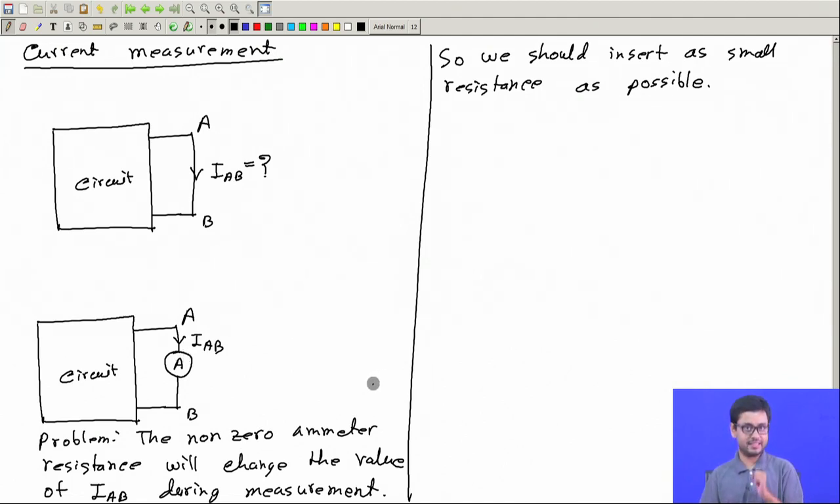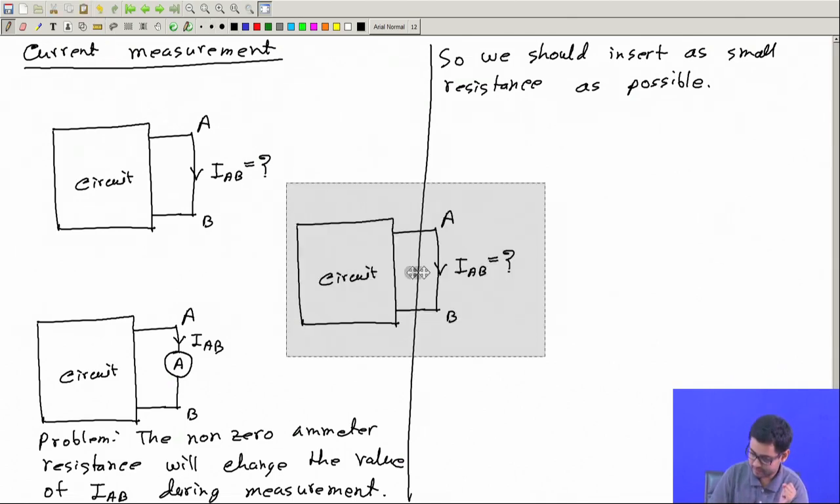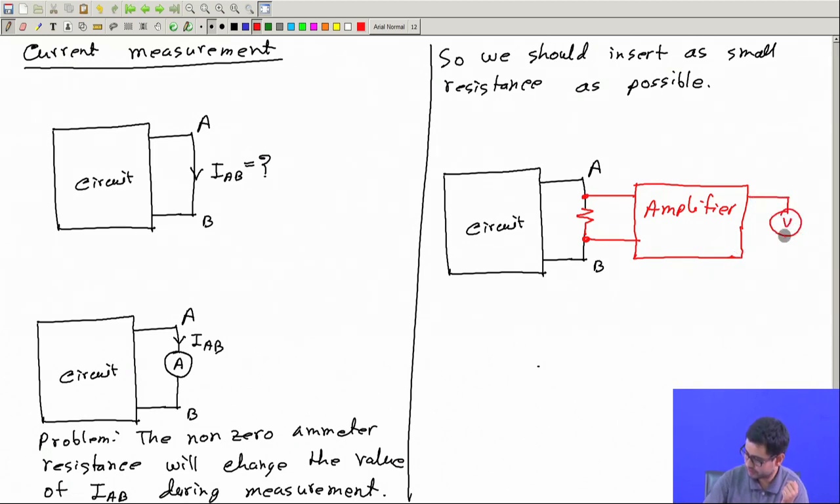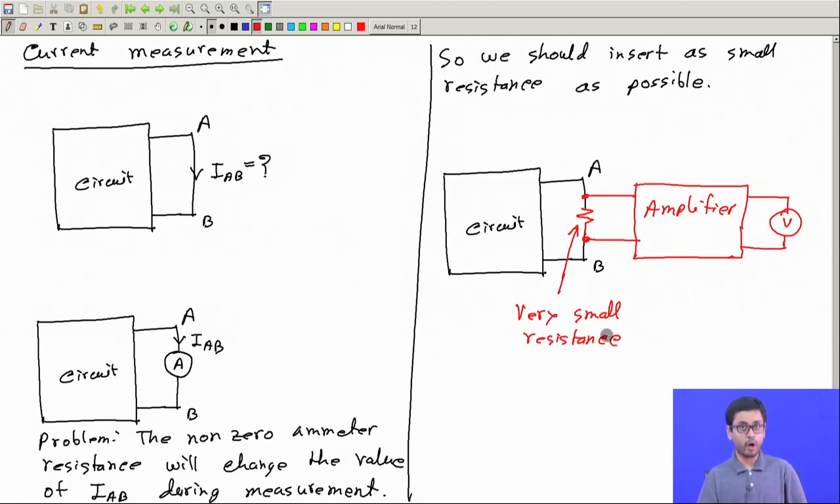So what we shall do is this. We shall insert a very small resistance, as small as possible, and then we shall measure the voltage across this resistance by amplifying it. So we shall take an amplifier and here we shall have a voltmeter. So you see, this is a very, very small resistance, as small as feasible considering other factors, of the order of maybe 1 ohm, 2 ohms, several ohms.